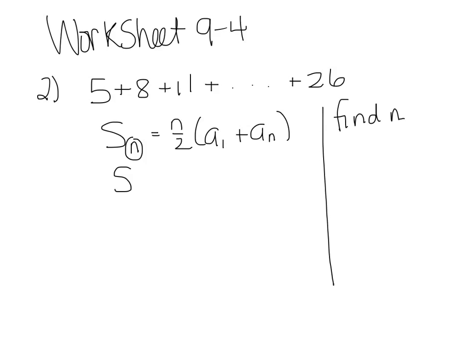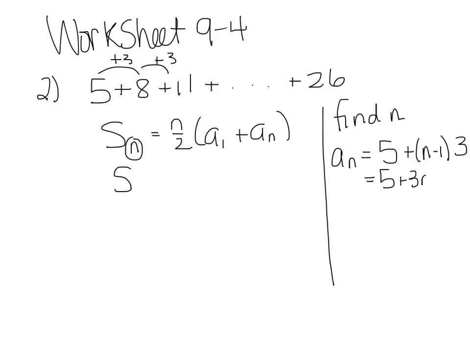Okay? So to do that, I'm going to need that explicit definition. So let me figure this out. This is plus 3, plus 3. Okay, it's always plus 3. So in general, an is equal to the first term, a1, plus n minus 1 times the difference, 3. Let me simplify this a little bit. 5 plus 3n minus 3, or an in general, is equal to 3n plus 2.